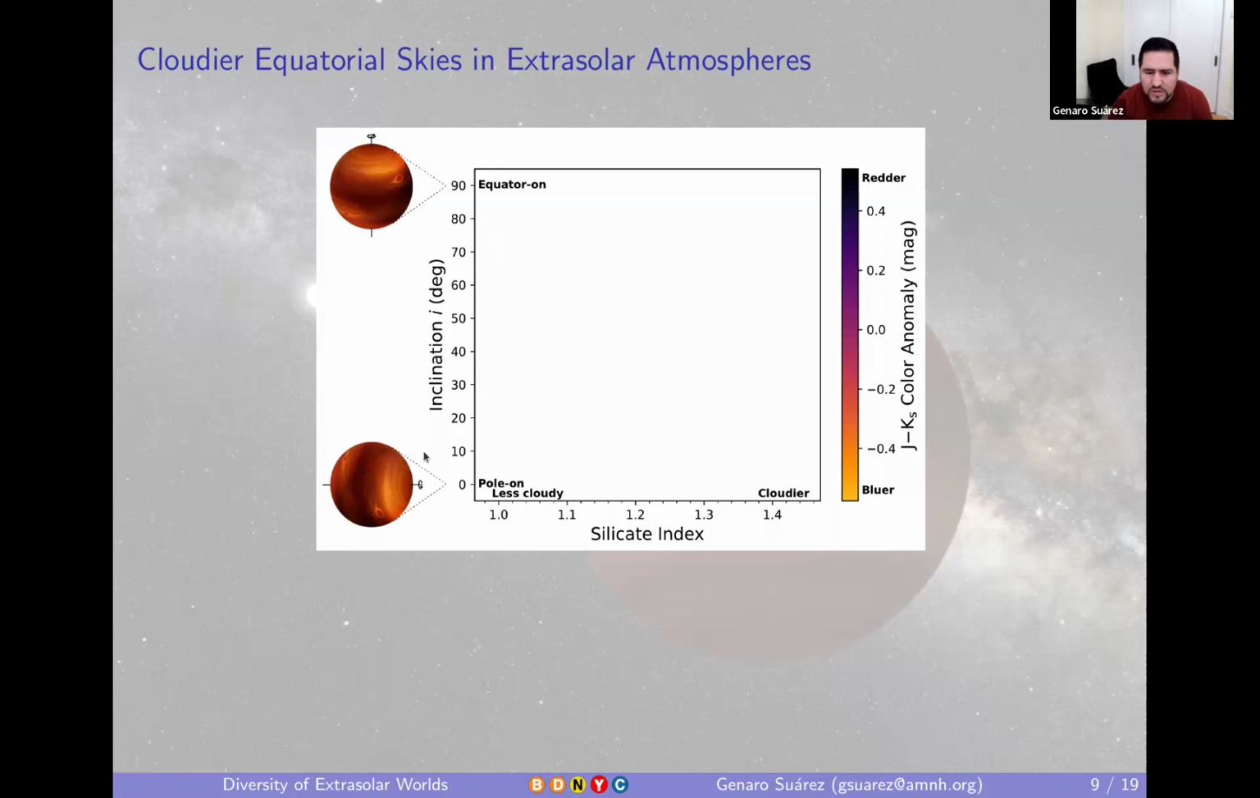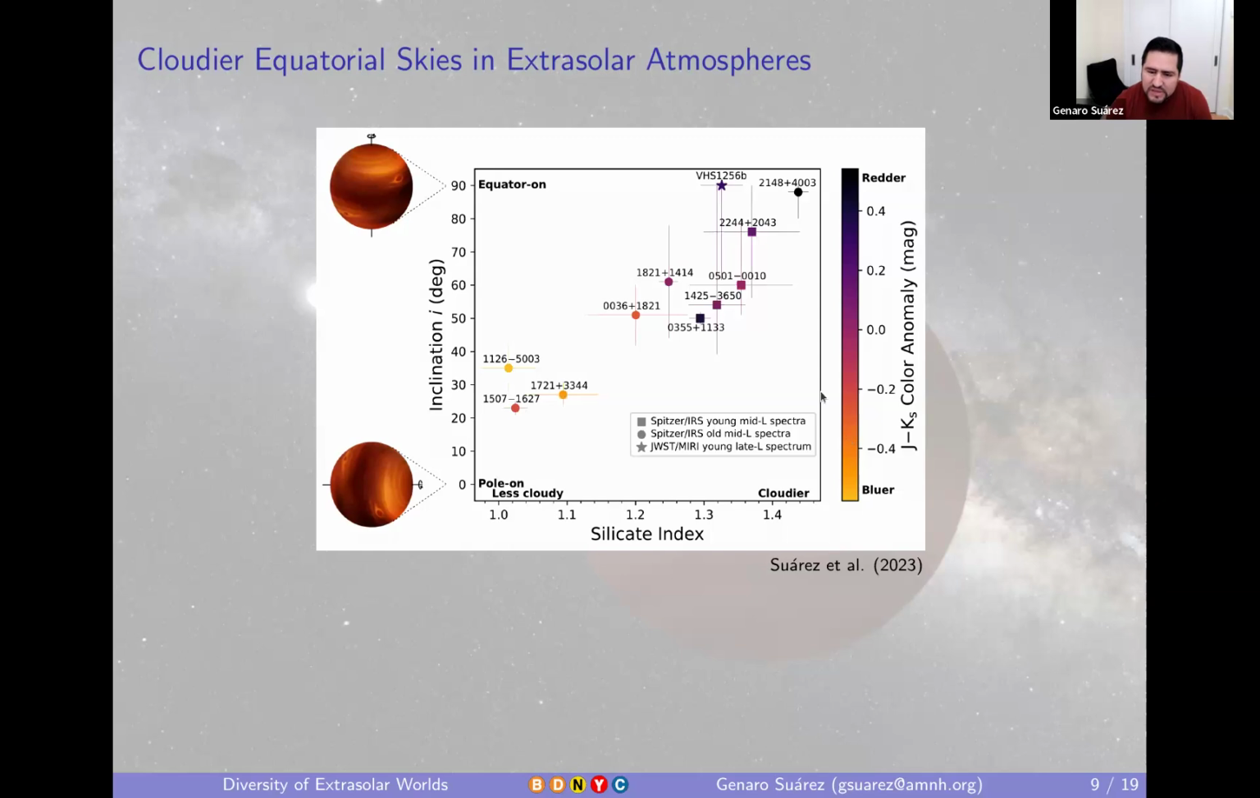I show here in this plot inclination on the vertical axis, silicate index or cloudiness on the horizontal axis, and then color as an auxiliary axis. And we found a strong positive correlation between the three parameters. For objects viewed equator-on, they have a stronger silicate absorption, and they are redder compared to objects viewed closer to pole-on. So this means that clouds are preferentially concentrated at the equator compared to the poles.